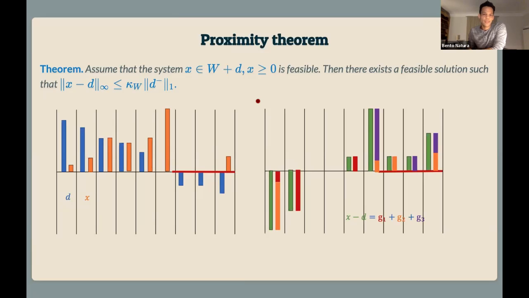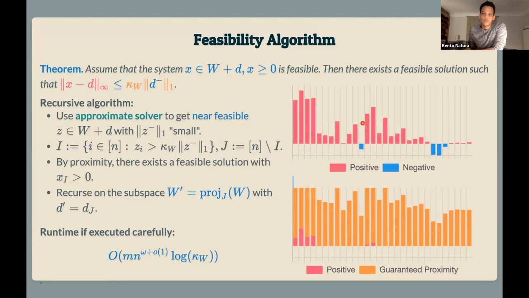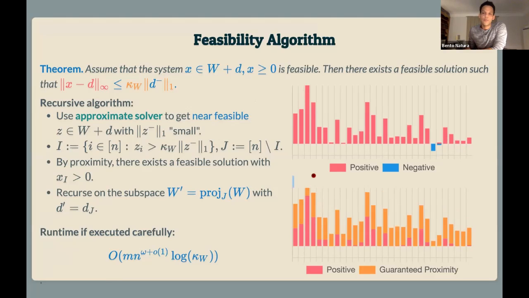Having that, our algorithm on a high level does the following. You initially start with some vector d that has some positive components and some negative components. Then you apply your weakly polynomial solver that decreases the negativity to some epsilon. At some point, if you have some small negativity, your weakly polynomial solver will never be able to solve feasibility in finite time. But what you will have with the proximity theorem is the guarantee that there is some feasible solution somewhere in this confidence interval, the orange area.